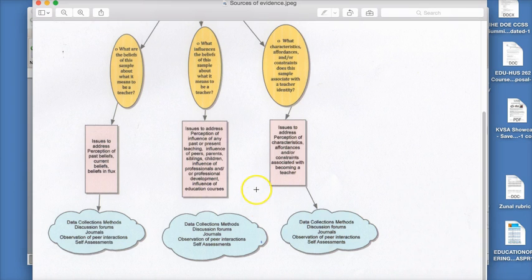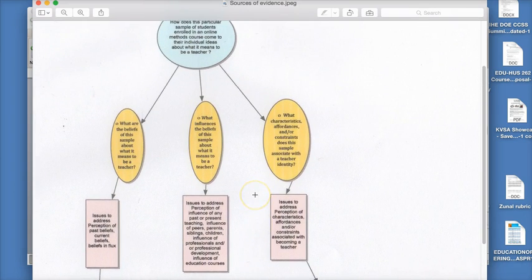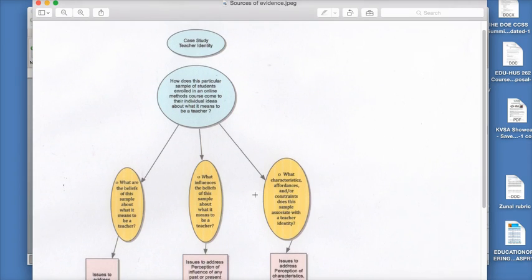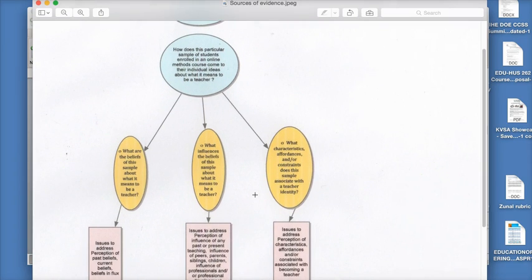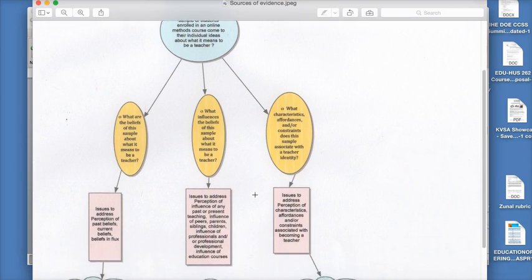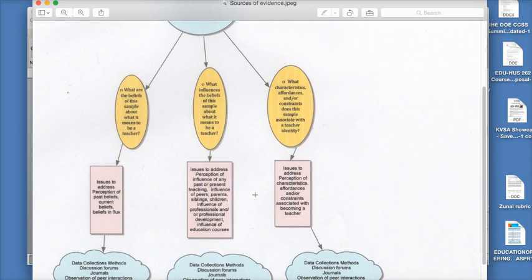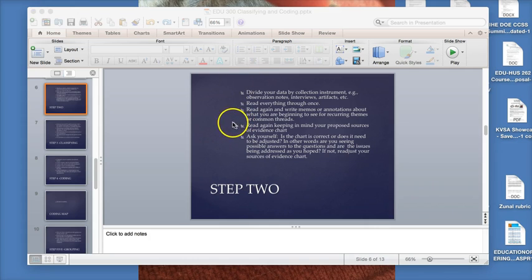Okay, so that's what my sources of evidence chart looks like. You don't need to use the fancy Inspiration model like I do. You can just type them or write them, however you want to do it. But I want to see this chart, and you need to pass it in to me, okay? Because I want to make sure that you understand before you start analyzing data that you need to have this grid to help focus your reading. Otherwise, you'll be looking for all kinds of stuff that you're not looking for answers for, and it'll drive you crazy.